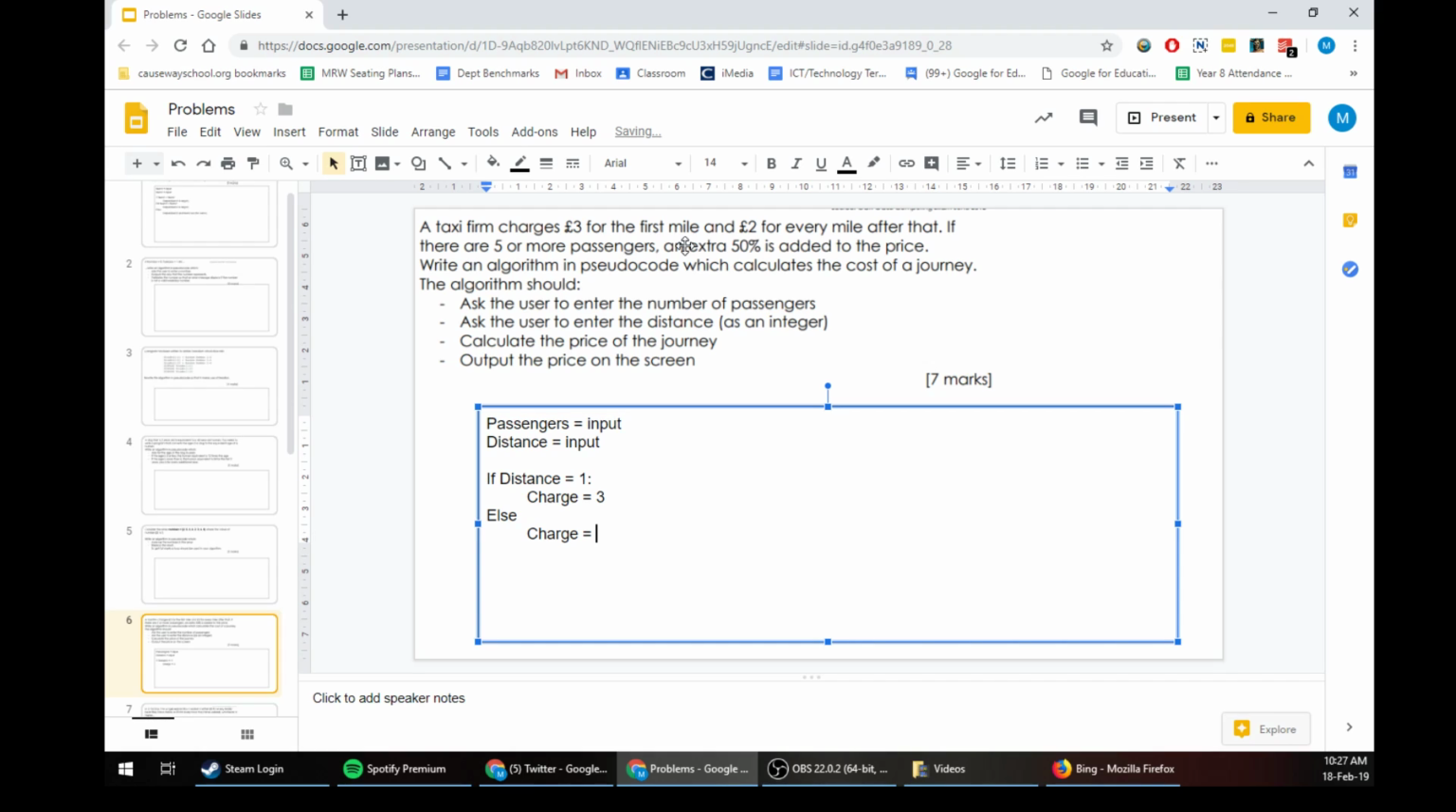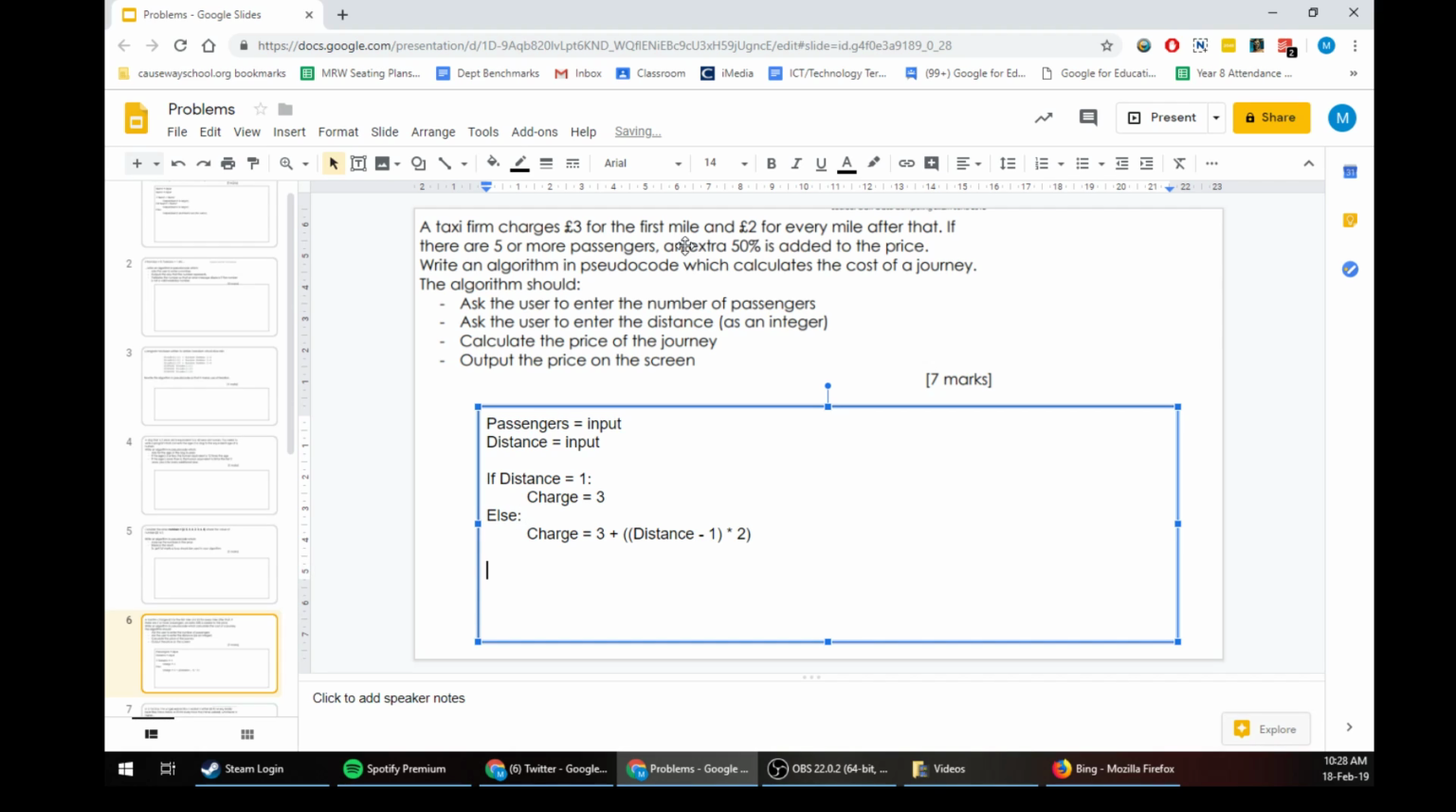charge equals 3 plus, because we're doing that for the first mile, in brackets, we then want to be able to say for every mile after, so we're going to go distance minus 1 times 2. And what we'll do is we'll also add some more brackets into there as well. So we're going to take the distance and minus the 1 off it, which is the first one for the £3, and then multiply it by 2 to then be able to work out the extra costs after that. And remember as well, we're missing some colons there. Let's put some colons on there.